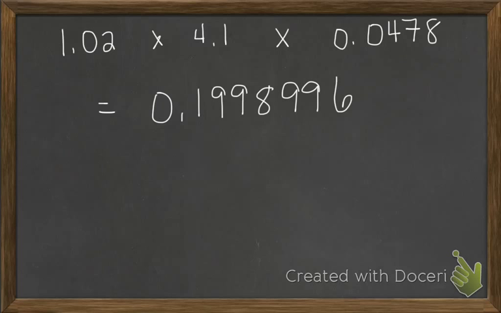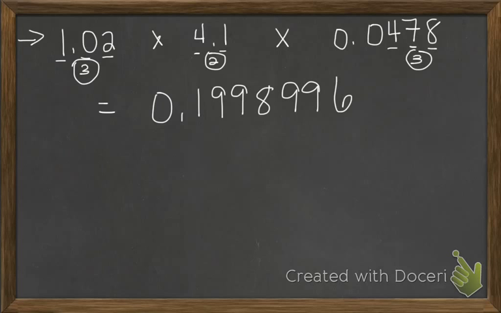Do I have to write all of those numbers down? No. How many digits I write down depends on my significant figures. Go back to the numbers we used in the problem. 1.02. How many sig figs are there in that number? 3 sig figs. 4.1 has 2 sig figs, and 0.0478 has 3 sig figs. Remember, zeros at the beginning of a number are never significant.